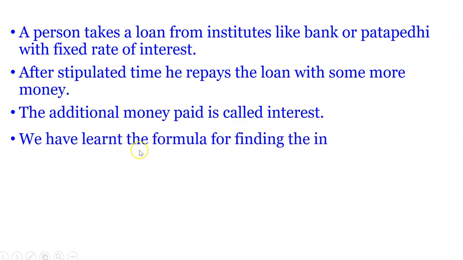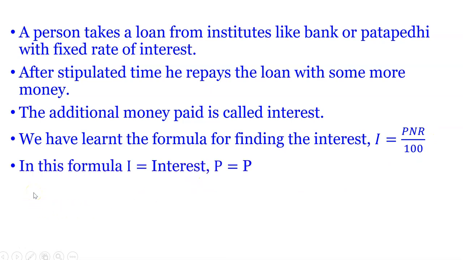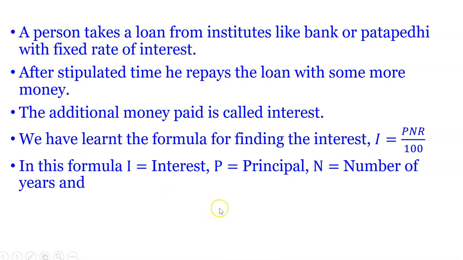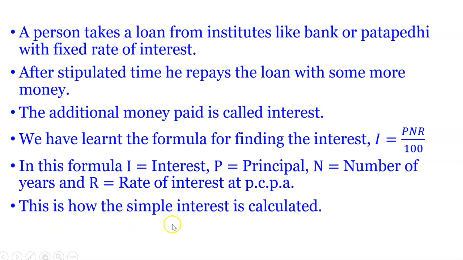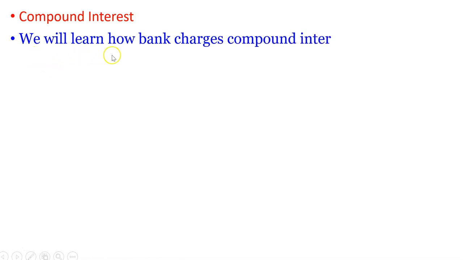We have learned the formula for finding the interest. I is equal to P into N into R upon 100. In this formula, I is equal to interest, P is principal, N is number of years, R is the rate of interest percent per annum. This is how the simple interest is calculated. Now the compound interest that we will learn here. We will learn how a bank charges compound interest for a fixed deposit or a loan.